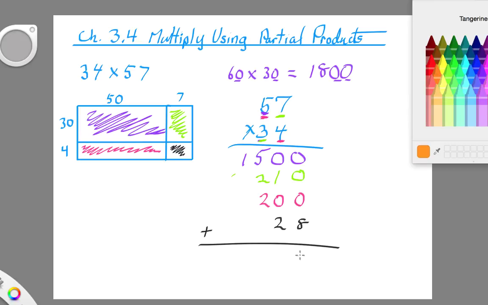using yet another color. That's 8. 1 plus 2 is 3. 5 plus 2 plus 2 is 9. And bring down your 1. 1,938. Now, that's not bad, considering our estimate was 1,800. We're pretty close. So that's kind of how that works. And we're going to do this over and over again. You're going to do lots of this.